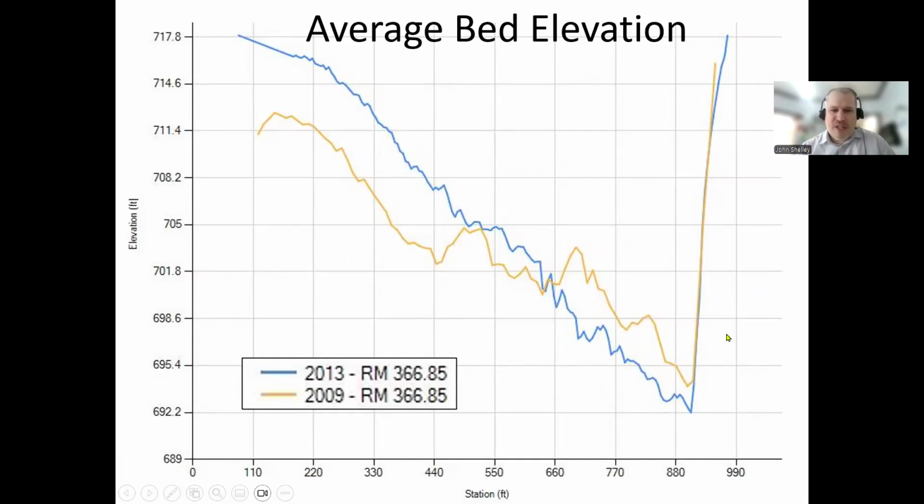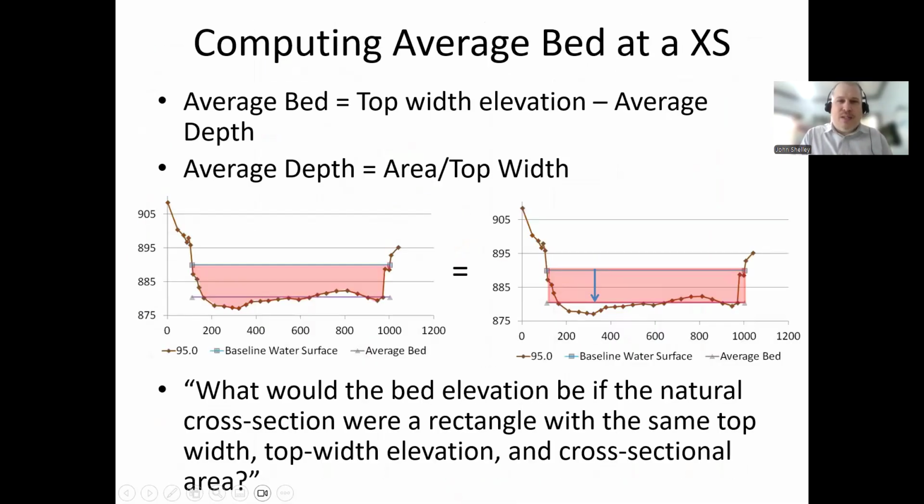Okay, average bed elevation. Here's an example of that. So what would you say happened from 2009 to 2013 at this cross section? This is on the Missouri River, kind of close to where the Kansas River confluence joins the Missouri. Well, you could say that the lowest point in the channel, called the Thalweg or the invert, it lowered from 2009 to 2013, but the rest of the channel over here appears to have raised or graded from 2009 to 2013. So overall, what did the channel do?